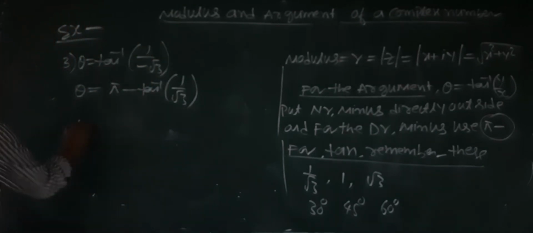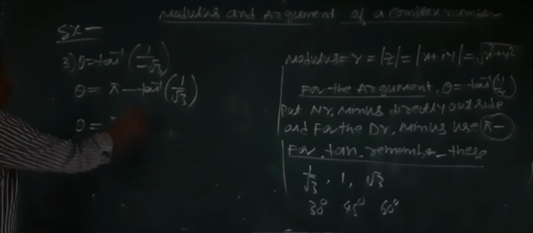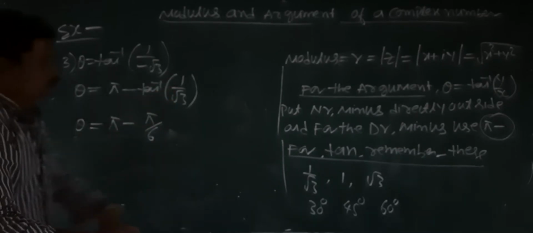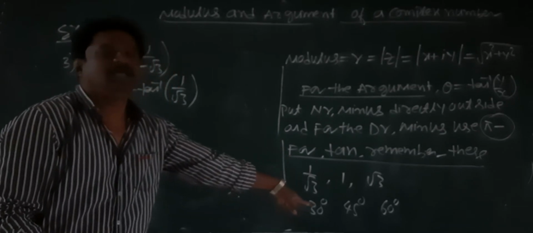So theta equals pi minus tan inverse 1 by root 3, that is pi by 6. 1 by root 3 is related to 30.